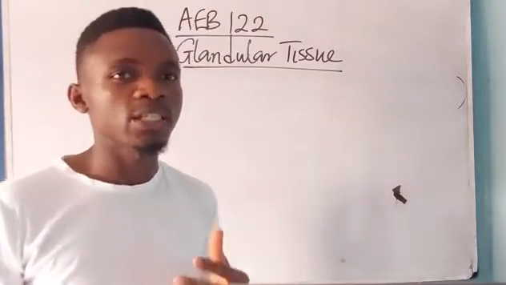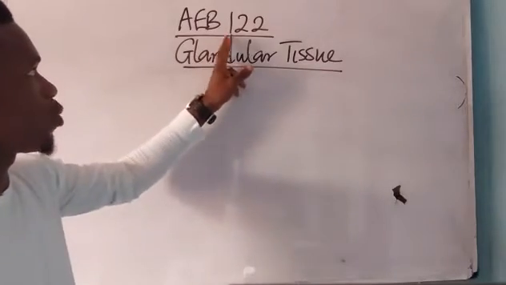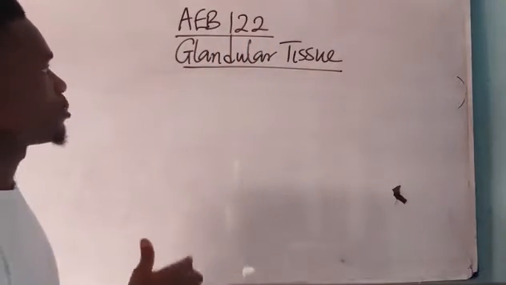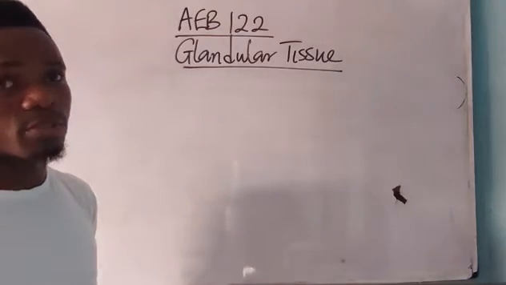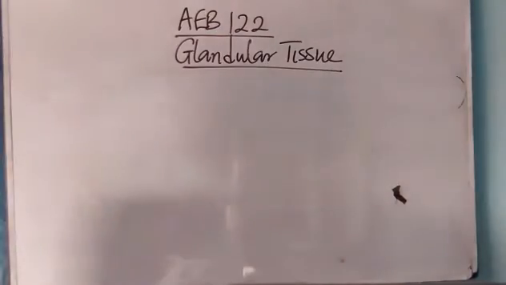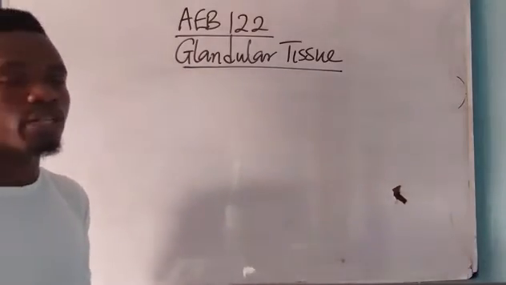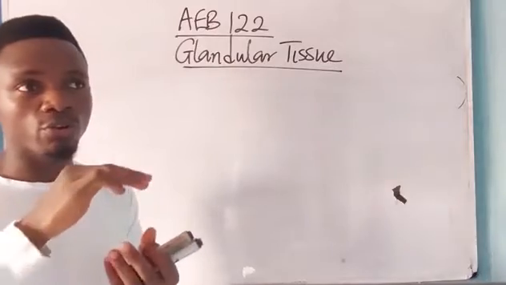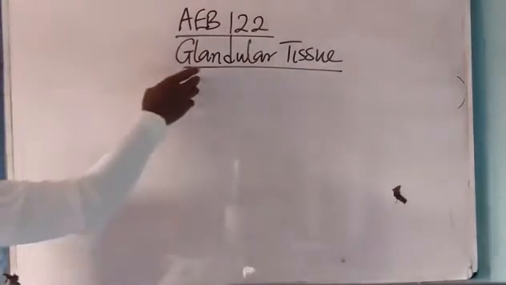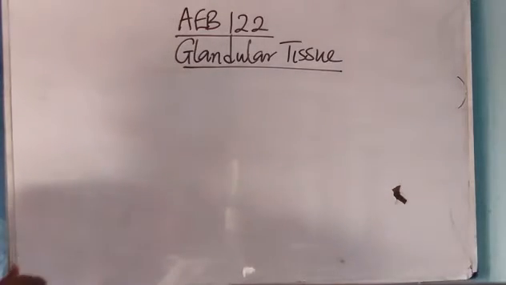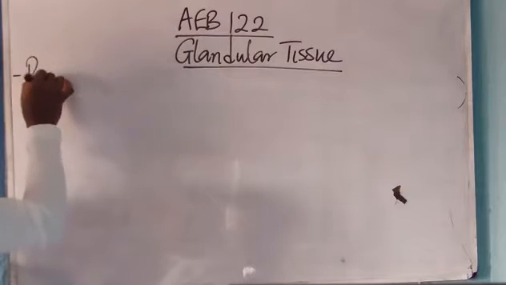In today's video, I shall be taking us through a topic called glandular tissue in AEB 122. Now, in our previous class, we dealt with the various functions of the epithelial tissue. I told you that the epithelial tissue found covering the interior surface of the internal organs is called what? An endothelium. All right. So please, we have different functions of the epithelial tissue.